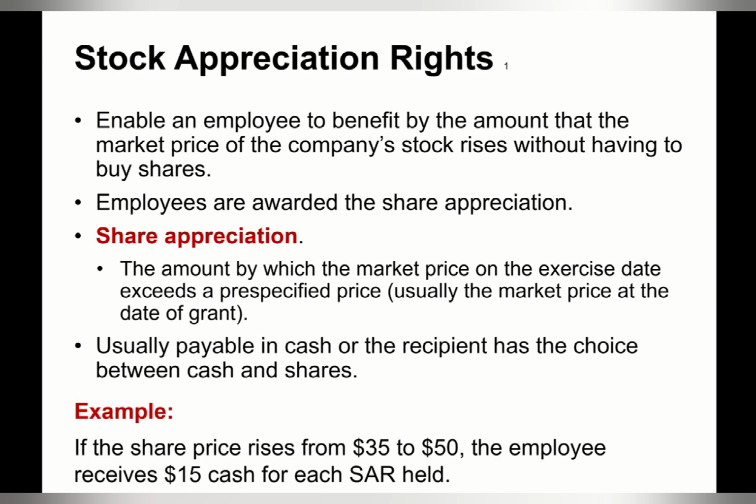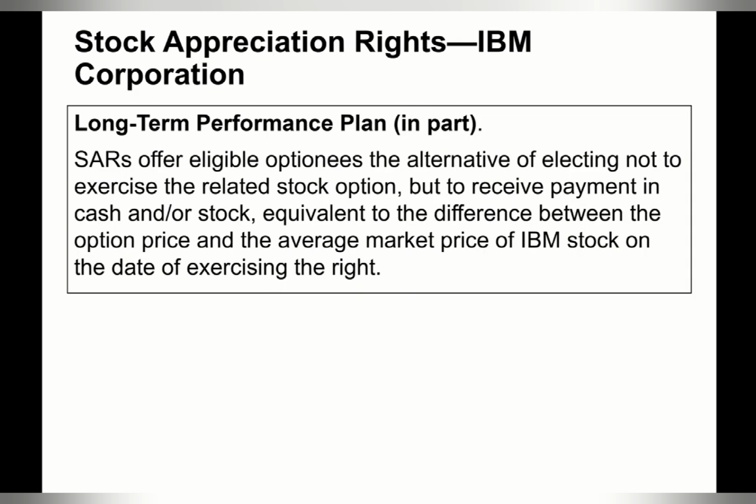It is usually payable in cash or in shares, or the recipient has the choice between cash and shares. So for example, if the share price rises from $35 to $50, the employee receives the difference, which is 50 minus 35, $15 cash for each stock appreciation right held. So this is the stock appreciation rights of IBM Corporation.